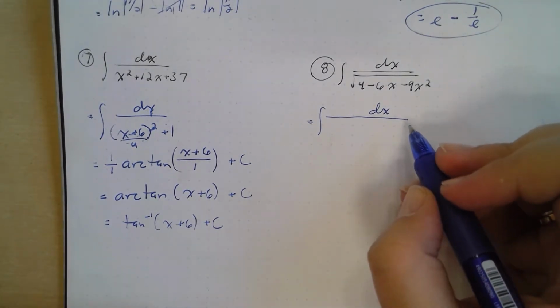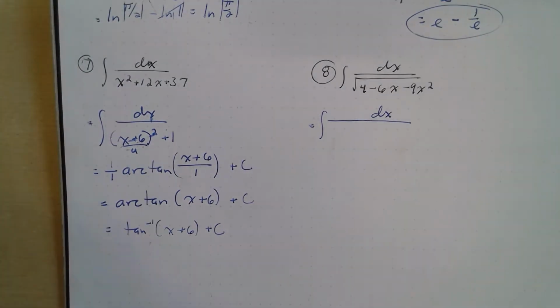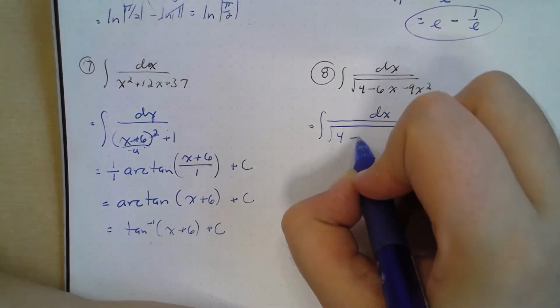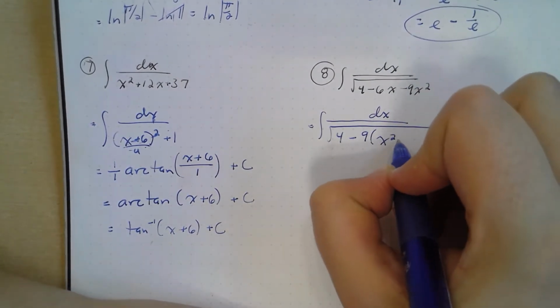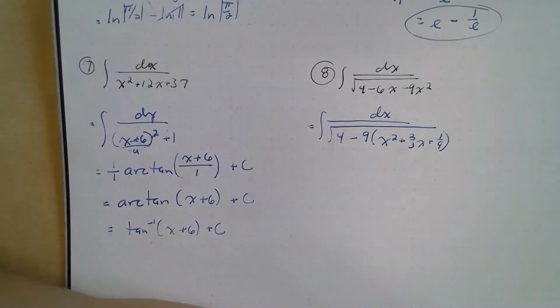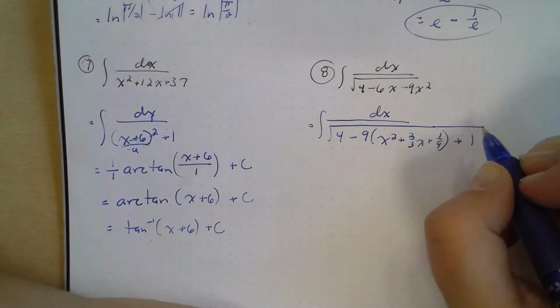Let me pause for a second here and think. Okay, to be honest with you, I don't think this is a great example, and I kind of wish I hadn't done it, but I'm just going to do this weird algebra here, all right? So this is the same as the square root of 4 minus 9 times x squared plus 2/3 x plus 1/9, okay? So that's what happens if you multiply through plus 1. Ugh, such a huge mess.